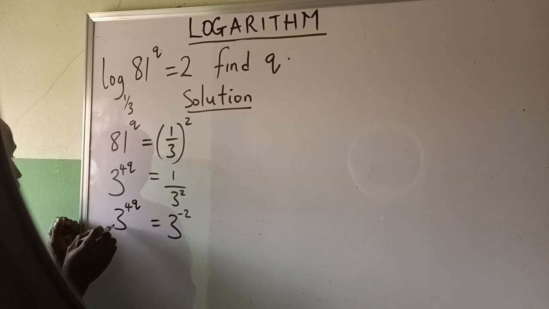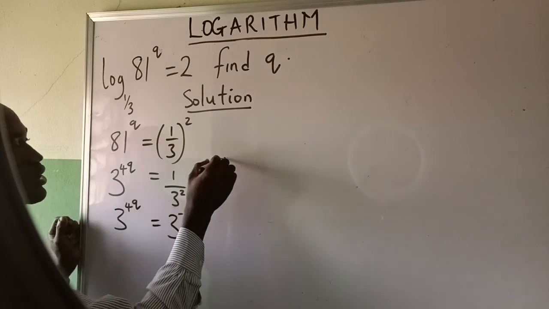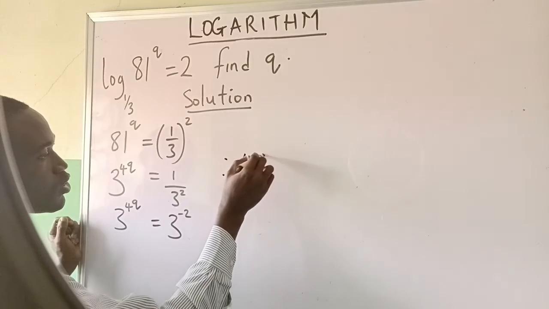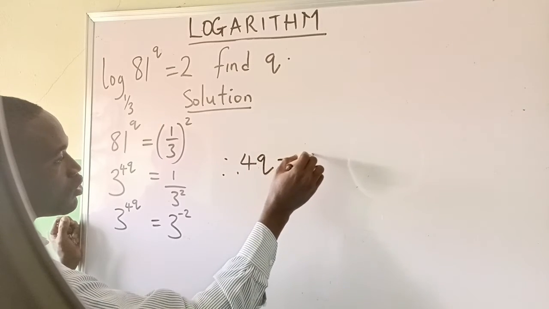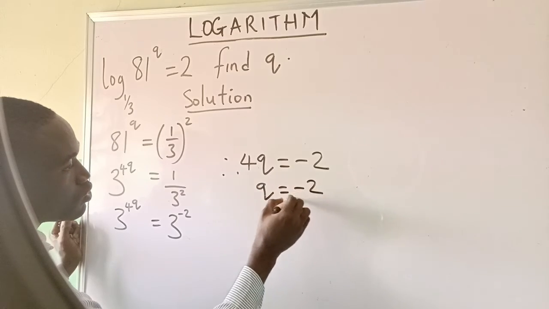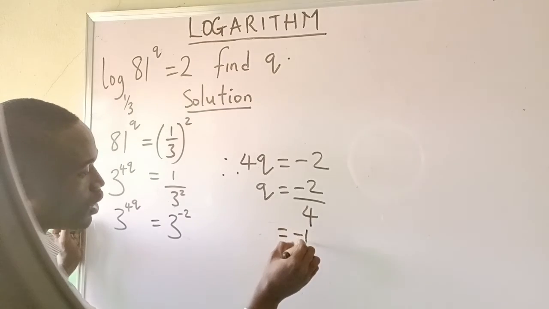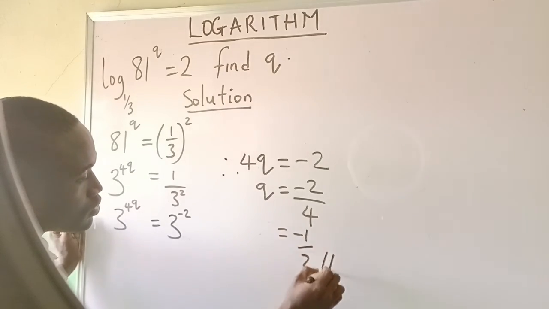At this point, you say base is equal to the base. Therefore, power will be equal. Therefore, 4q is equal to minus 2. q will be equal to minus 2 all over 4, and that is equal to minus 1 over 2.